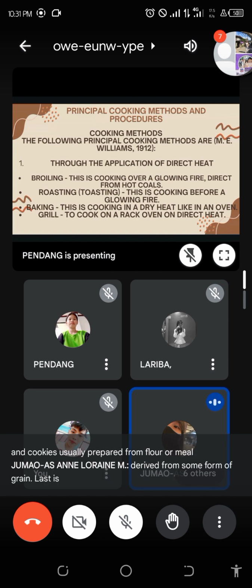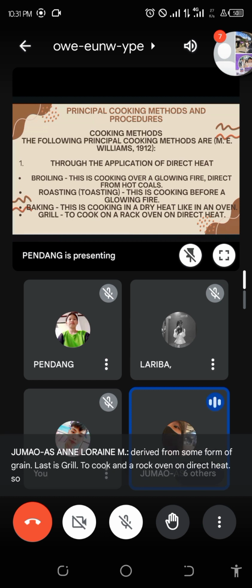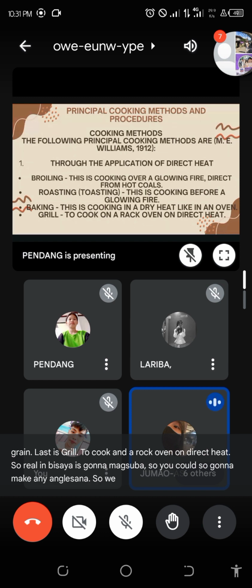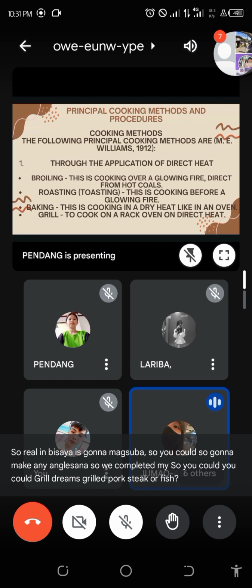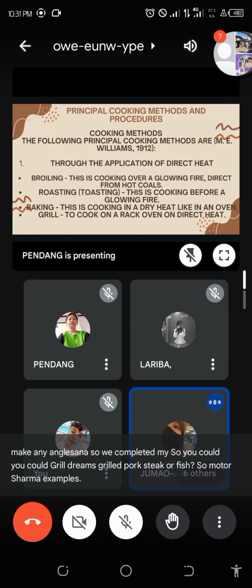Last is grill, to cook in a rock oven on direct heat. So grill in Bisaya is kanang magsugba. So you could grill ribs, grilled pork, steak, or fish. So mao siya ang mga examples sa application of direct heat. So second application is through heated air.